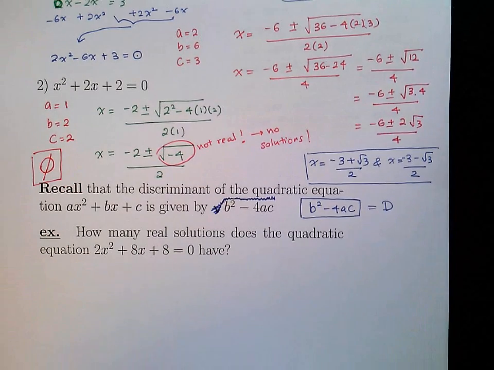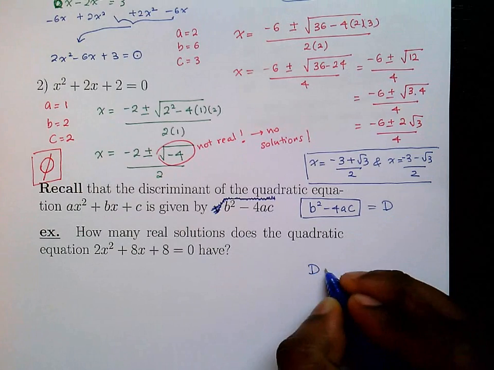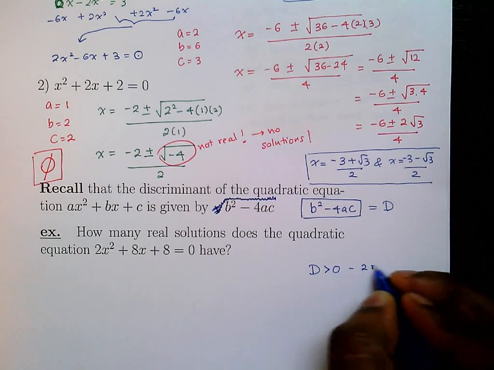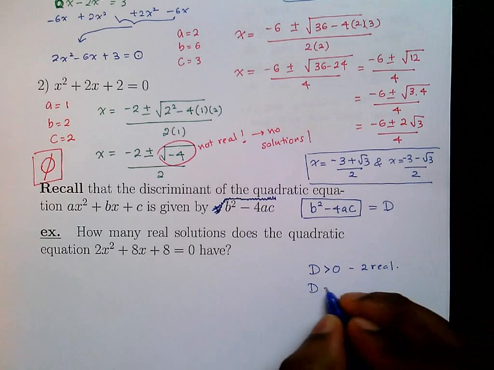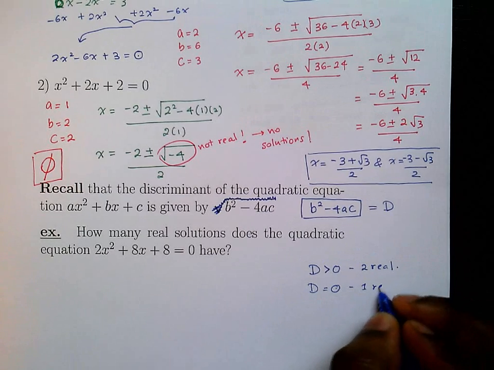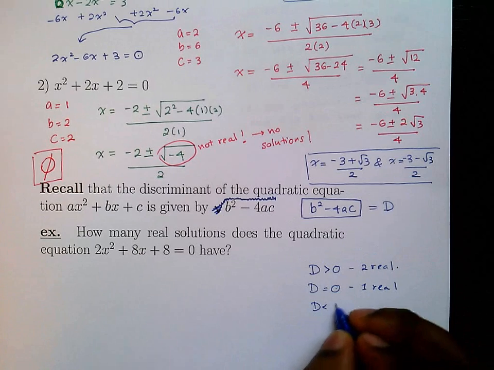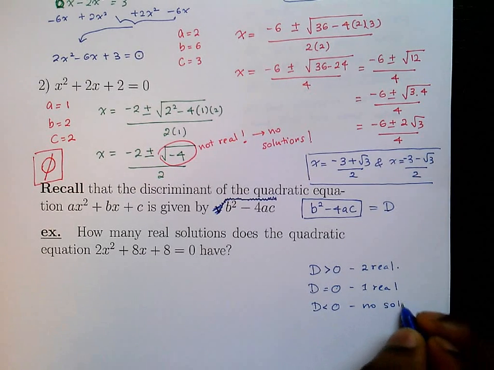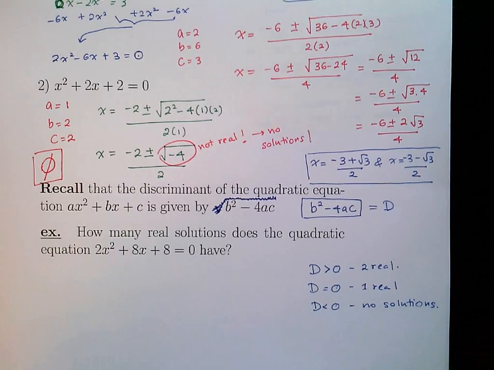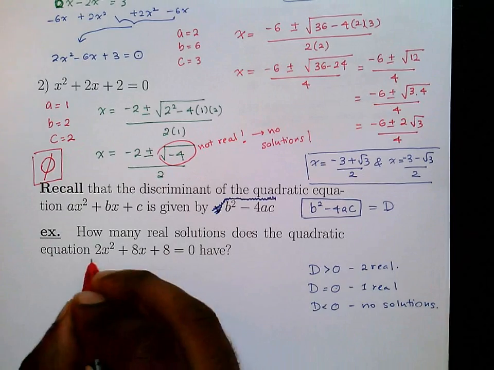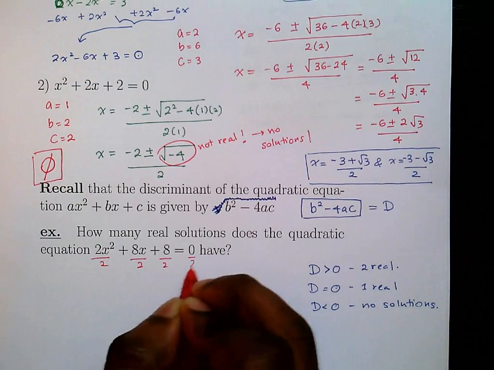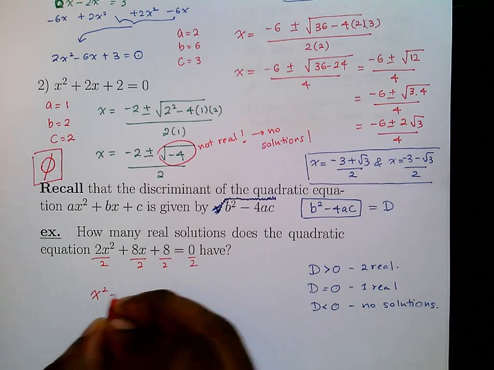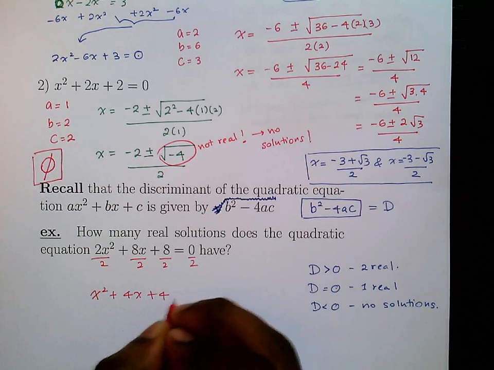Alright, so let's look at the discriminant, and remember, if the discriminant is greater than 0, you get 2 real solutions. Discriminant equal to 0, you get 1 real solution. And discriminant less than 0, you get no solutions. Okay, now let's find the discriminant, and the first thing you need to observe is that you can divide everything by 2. Okay, and so you get x squared plus 4x plus 4 equals 0.